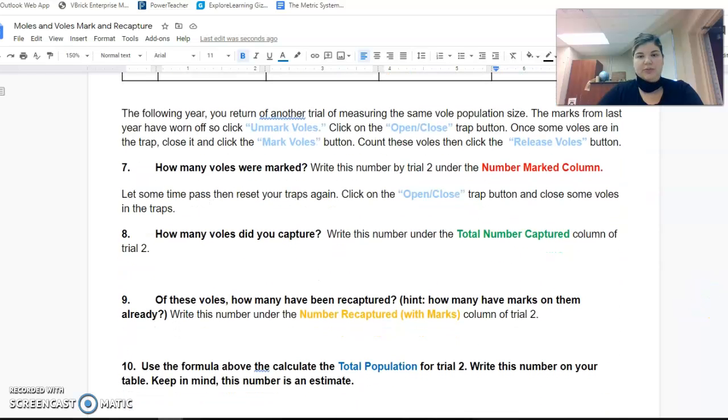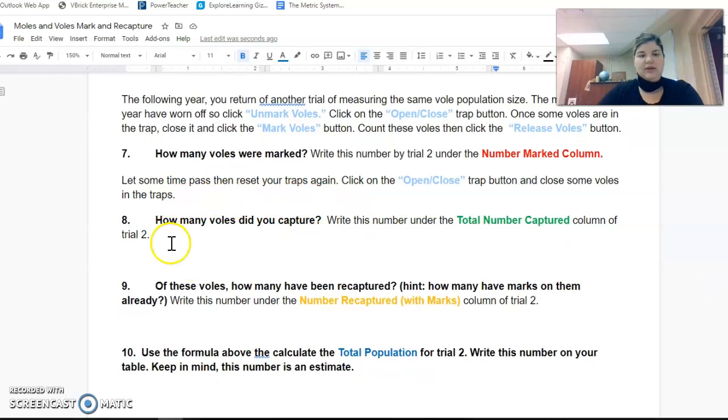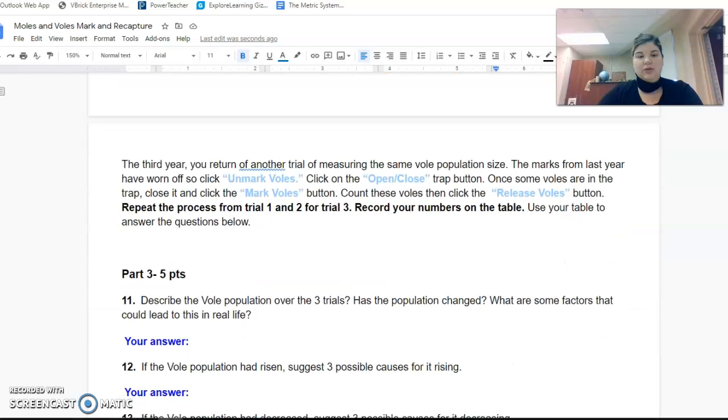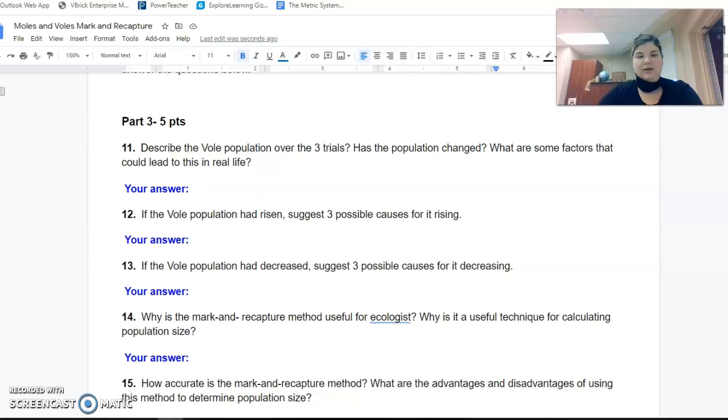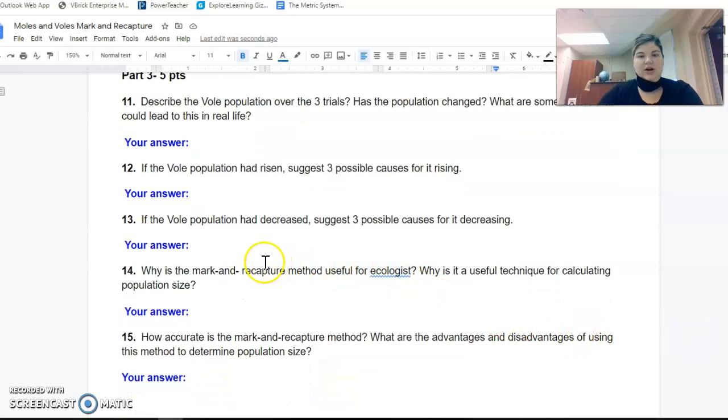Okay. These instructions go through all the steps for trial 2, and you'll do the same thing for trial 3. Then, once you have collected all your data, has the population size changed over time? And if so, what factors do you believe could lead to this change in population size? And then there are some other questions to review.